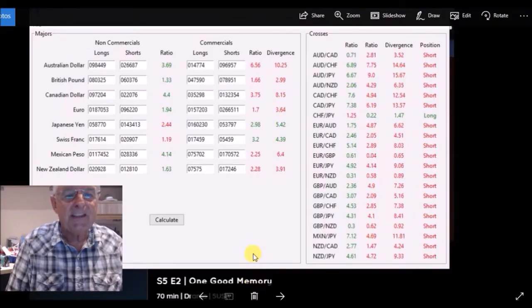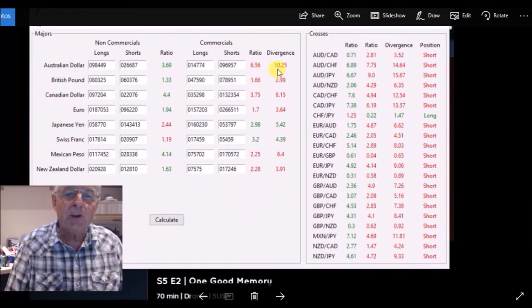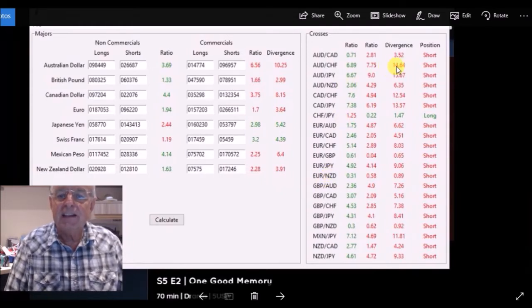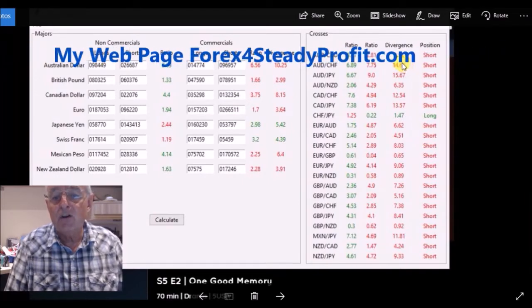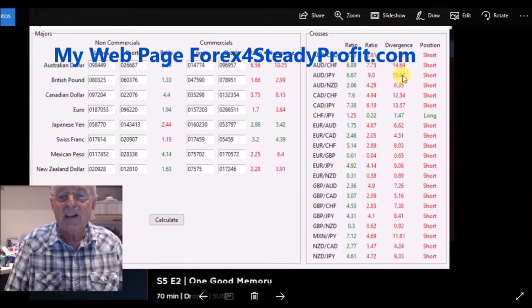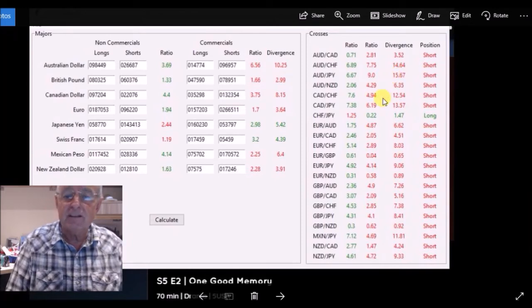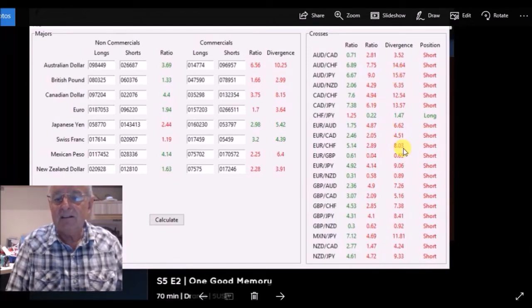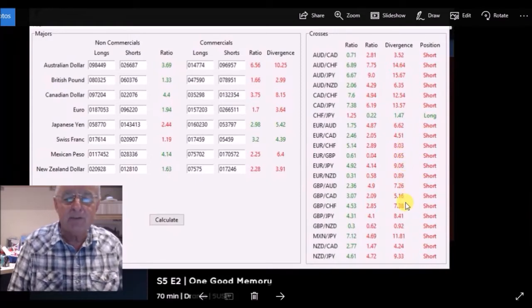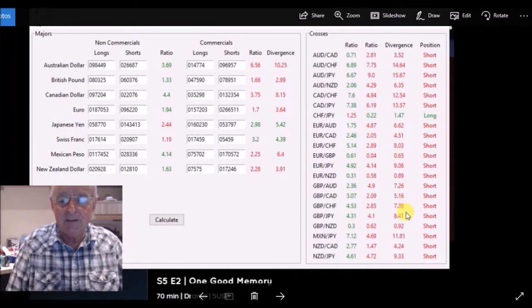Last bit of information: this is Ludwig's divergence calculator, and it works really well. It helps us with the crosses, which are the currencies against the US dollar. Here we have the crosses calculated, and it gives us a divergence value between the commercials and the non-commercials, and it shows some of the pairs that are of more interest than others. A very useful tool, only available on the Members Centre, and the pairs that are of most interest we feature on a video on the Members Centre every day, so you get a daily video on those.